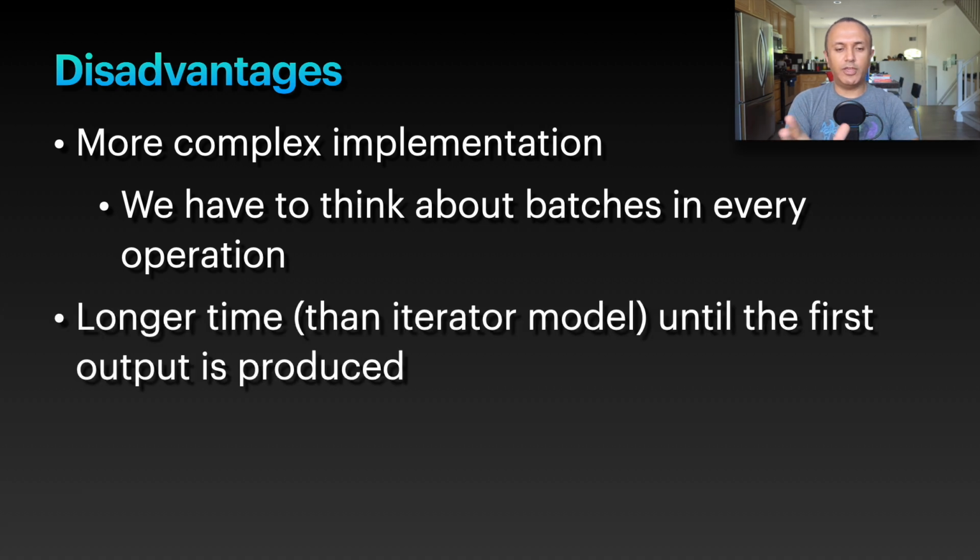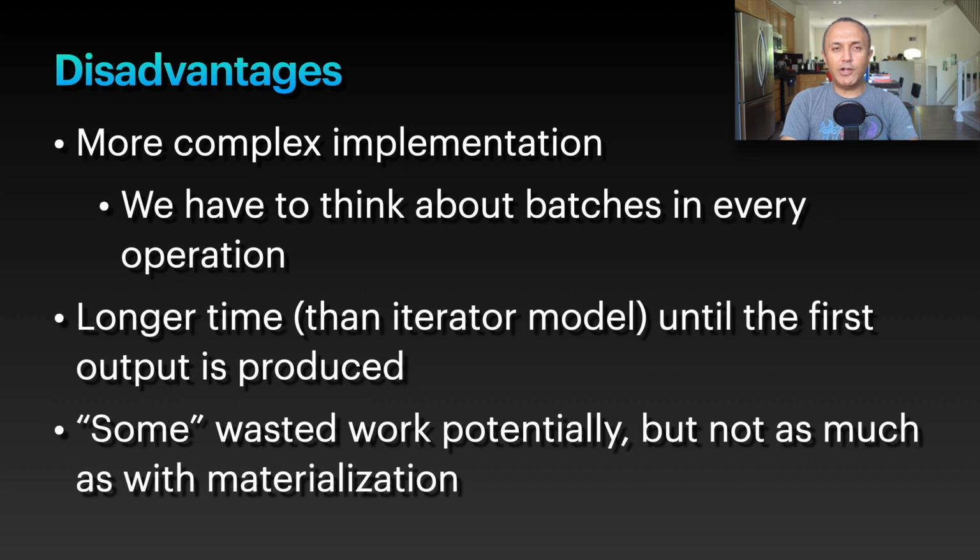Also, compared to the iterator model, it takes longer to start producing the first output, because again, you're not just doing work to produce one row, you're doing work to produce a batch of rows, so naturally that will take longer. It may also have some wasted work in case of things like limit and so on, but it's not as bad as it was in the materialization model, right? Because again, you're not producing everything, you're producing one batch at a time. So in one of those batches, you might realize that you've already produced more than you need. But the good thing is that once that batch is done, you're not going to produce more. So you might have some waste, but it's not usually that big.